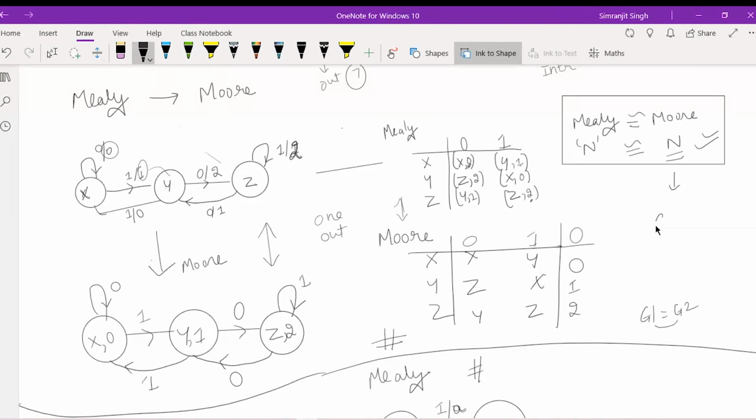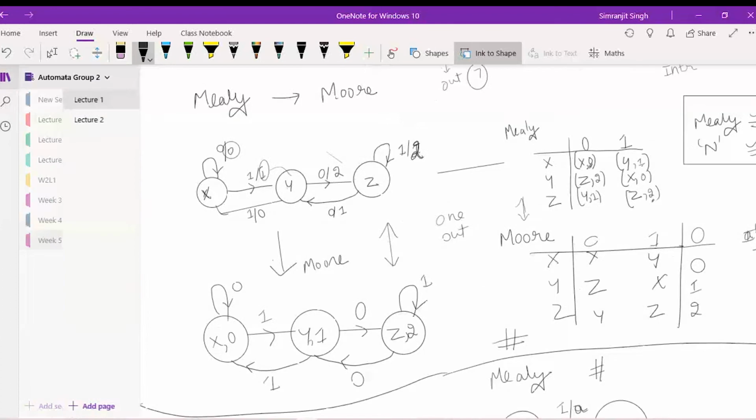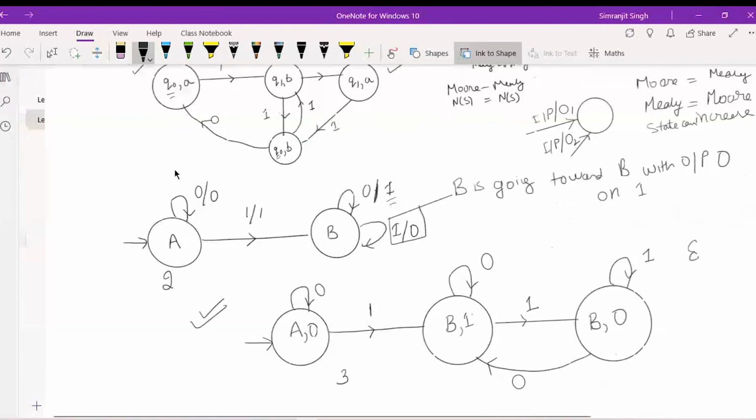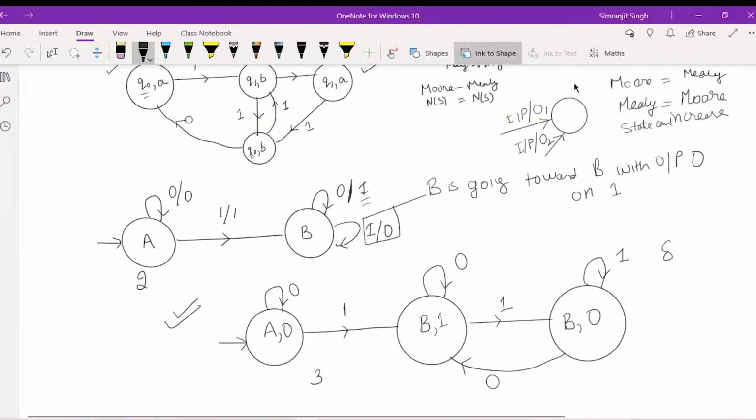The things that are coming towards the state have only one output here, so take out that output and place it here. That is why there is no problem in Moore to Mealy conversion. As you see, the states will not increase, but in Mealy to Moore conversion there is a bit of a problem in this kind of scenario. So keep that in mind.